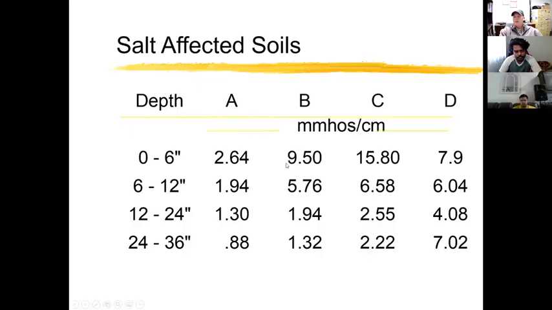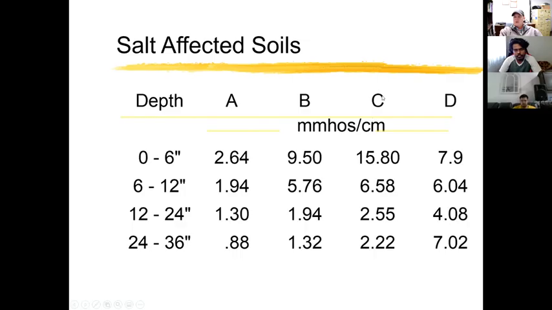Let's look at B here. We start out up at a 9.5, 5.8, and then we drop down to 1.9 and 1.3. So right here, we'd say that the 0 to 6 and the 6 to 12 inch sample, those are saline, right? Higher than 4. And then once we get below that, these would be normal. Okay.